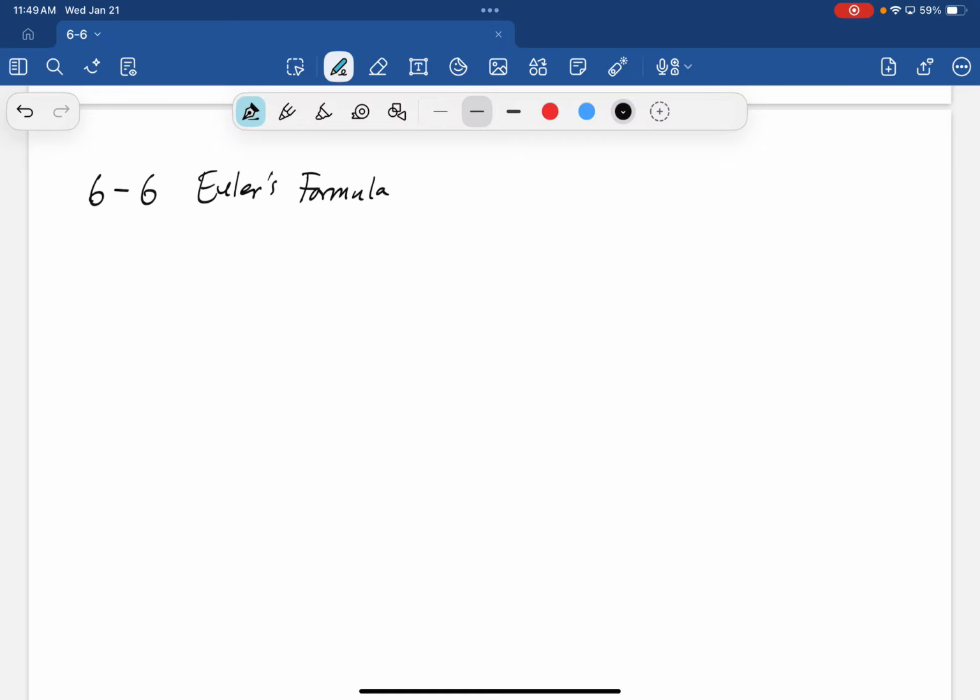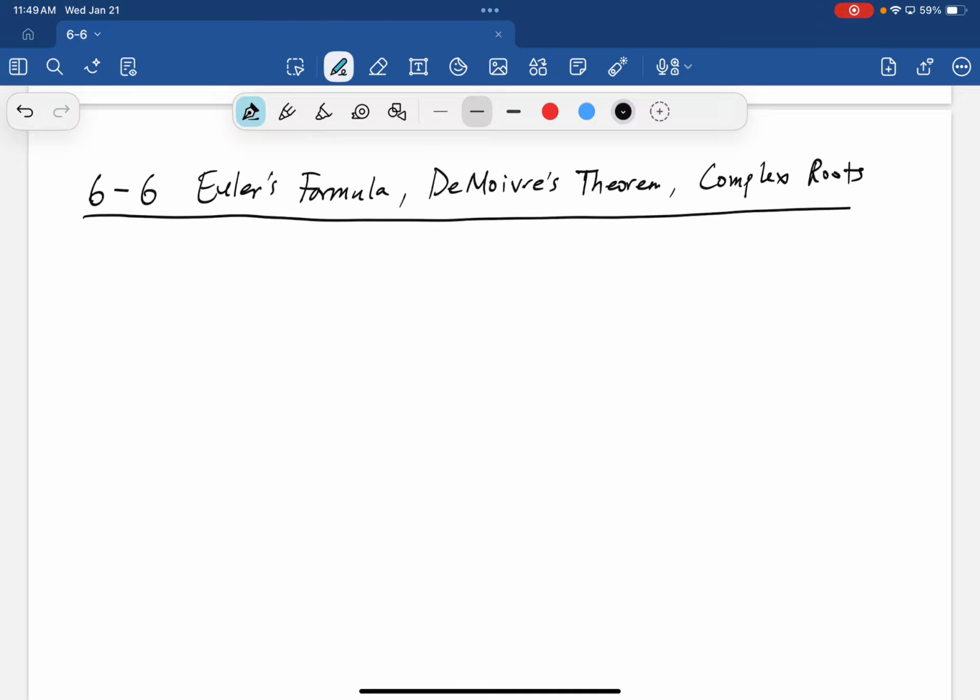Well, we're doing Euler's formula and DeMoivre's theorem, and also complex roots. So three things, and none of them are trivial. Let's first do Euler's formula. It's widely considered to be one of the most beautiful formulas in mathematics, and we'll learn it if we would be quiet.